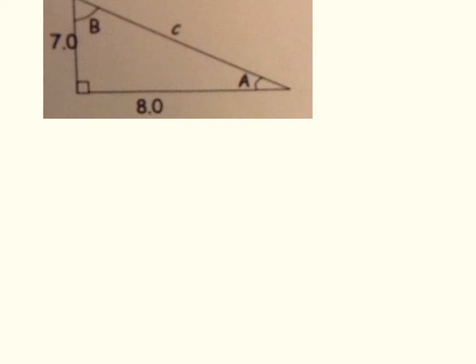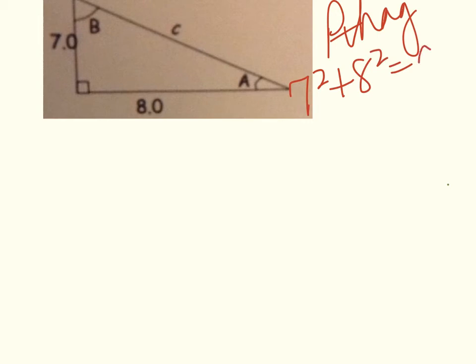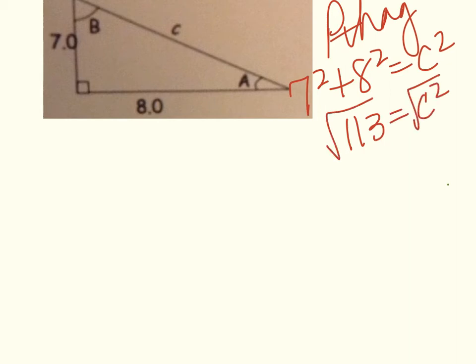All right, so here we do not have any angle measures given to us with the exception of the right angle. So the first thing that we're going to have to do is use the Pythagorean theorem. So we're going to Pythag this. So I have 7 squared plus 8 squared equals C squared. 113 equals C squared. Taking the square root of both sides, I find out that C is about 10.63.